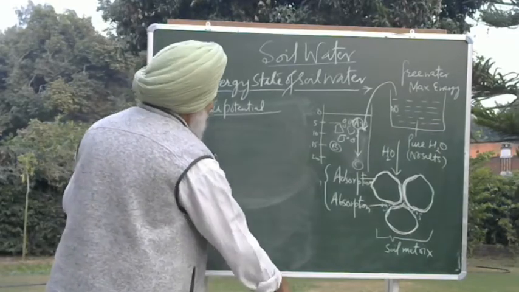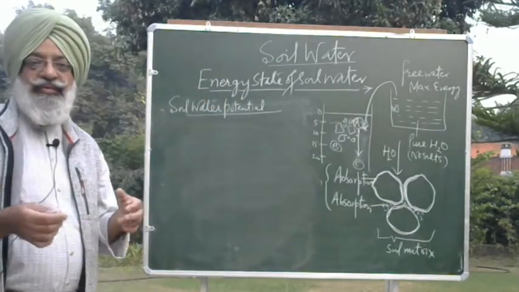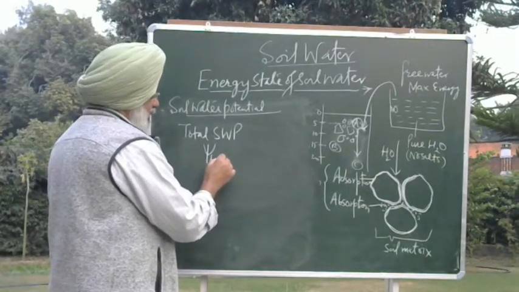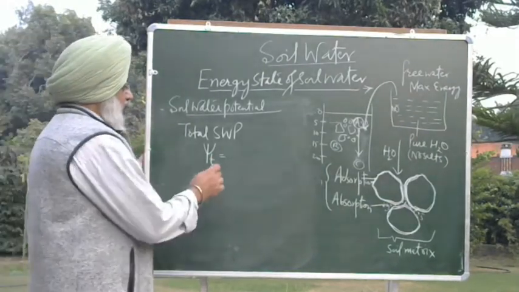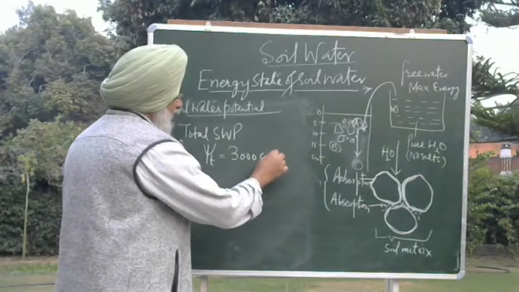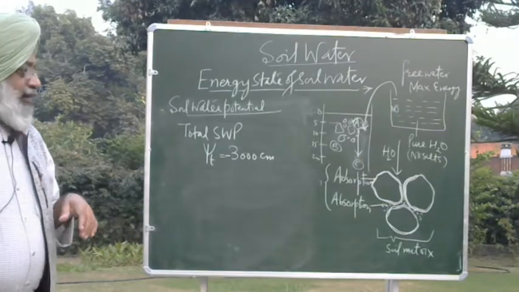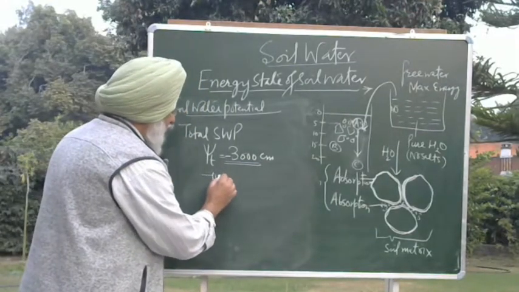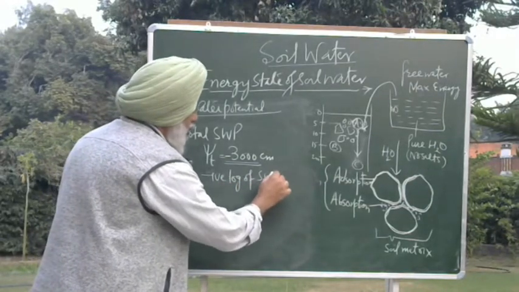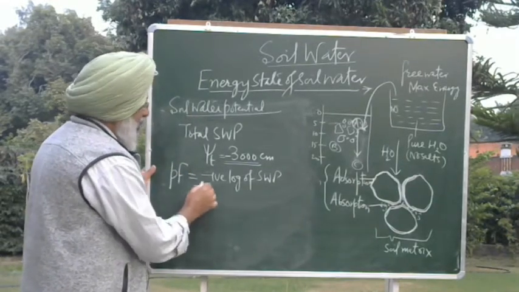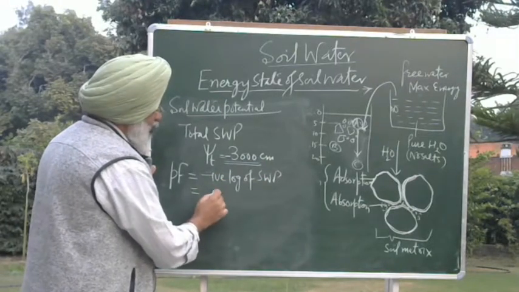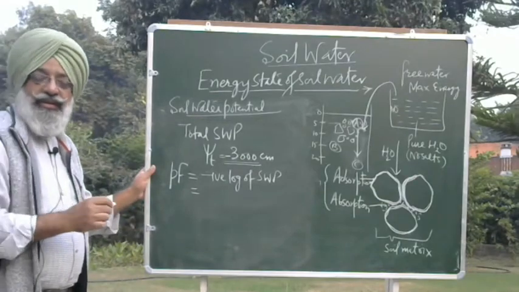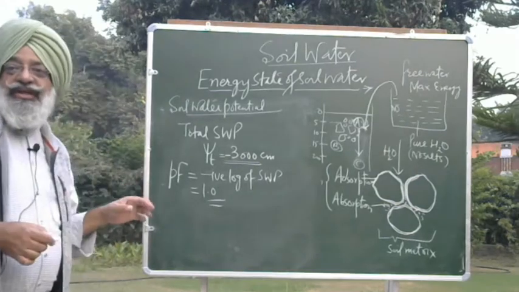Now, as I said, the movement of water in the soil, which we will study in our forthcoming lecture, depends upon the total soil water potential, psi. Supposing that its value is minus 3000 centimeters. Instead of having a bigger magnitude of the value, we take simply the negative log of soil water potential. So this becomes pF. That means the pF of this 3000 centimeters comes to be about 1 point something, I don't know exactly.